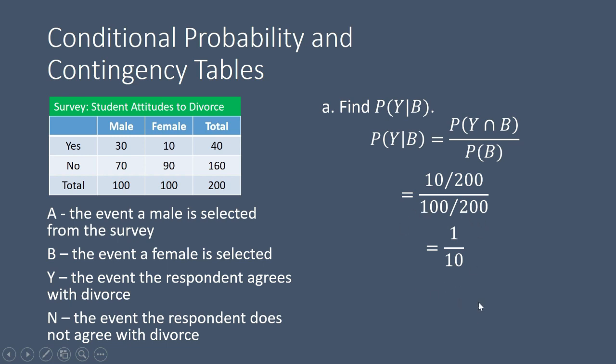We will arrive at this same result, 1 over 10, if, look at this, this one is Y given B. It's like we restrict our attention to the smaller sample space when we are given the respondent to be female. So we will focus only on this. Your sample space now is 100. So how many of the 100 agree with divorce? You have 10. And so P of Y given B is 10 divided by 100, which is the same as 1 over 10.